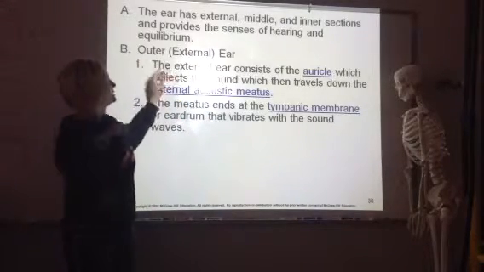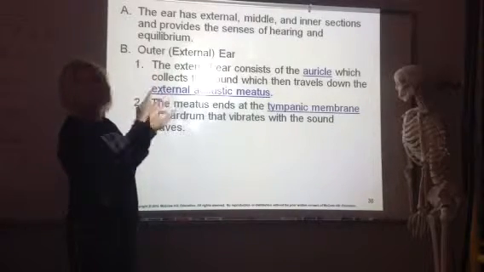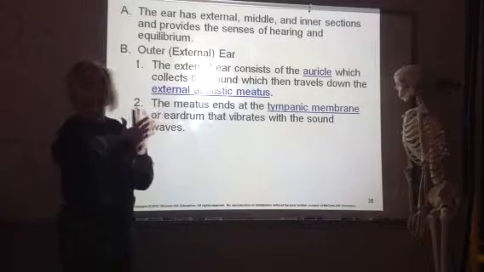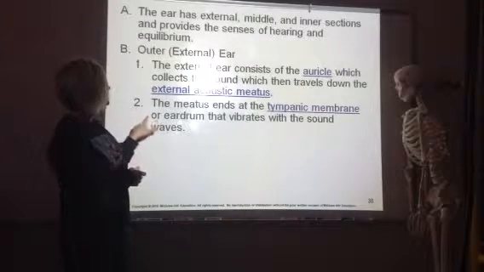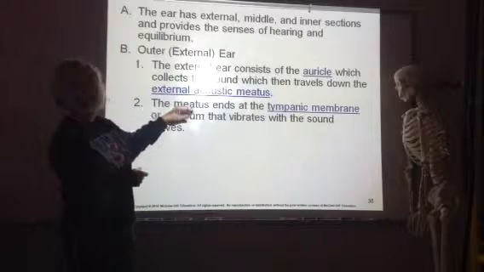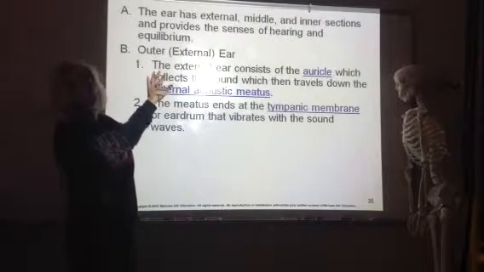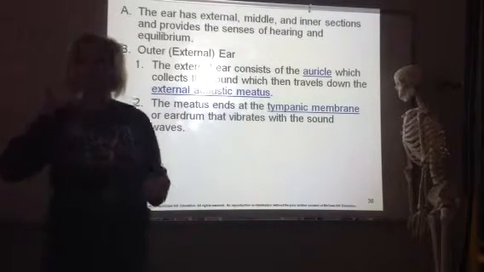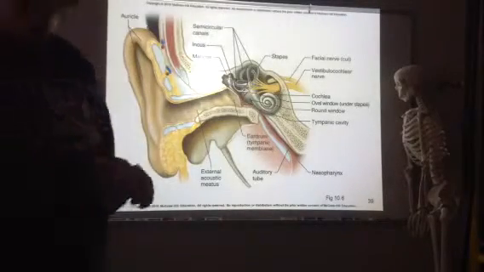So the auricle is what collects the sound waves, and they travel through that opening that goes inside of the skull. The meatus ends at the tympanic membrane, which is your eardrum. The eardrum vibrates with the sound waves. So the eardrum is part of your outer ear. The auricle makes sense because you see that on the outside, but into your eardrum is still considered part of your external ear.